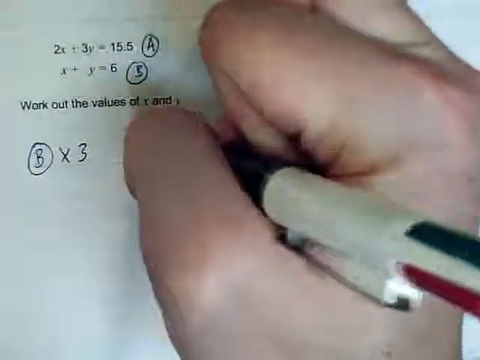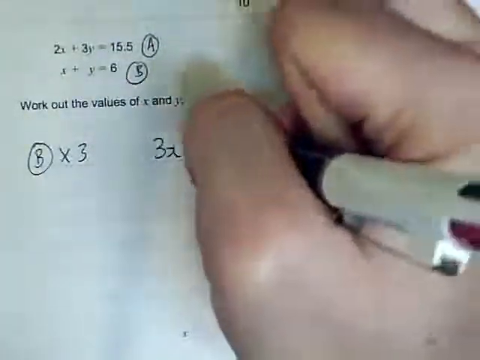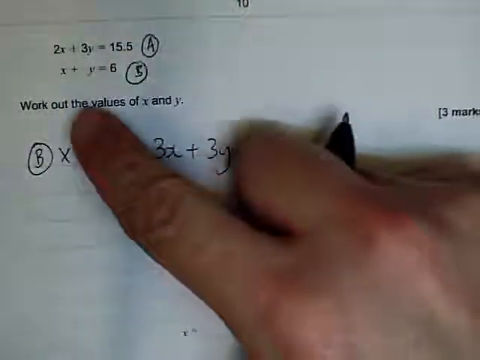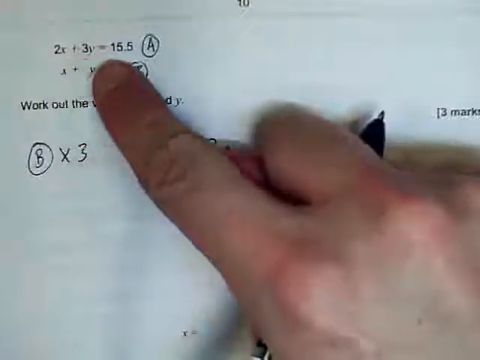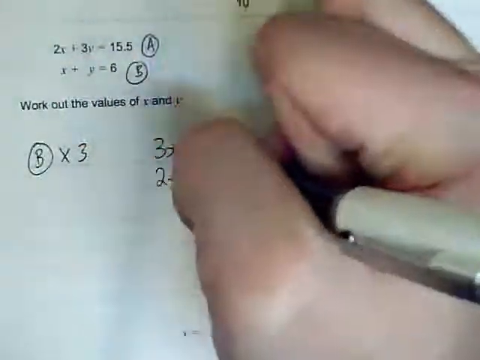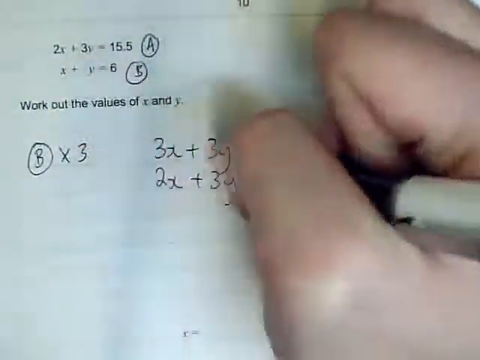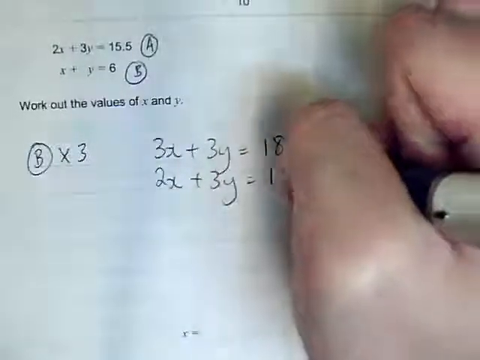So I've got 3x plus 3y equals 18. Every single term is multiplied by 3. And my first equation was 2x plus 3y equals 15.5.